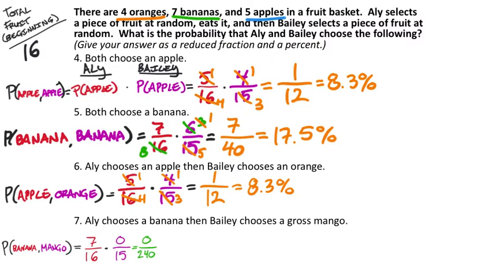This can be simplified into just a whole number. It's 0, and 0 would also be 0%. If you want to show this as a fraction, you'd say it's over 1. You could say it's over 240 if you'd like, but it's still a 0% chance that this will ever happen, because there's no mangoes in the basket. These are all theoretical probabilities because we didn't actually perform these experiments.